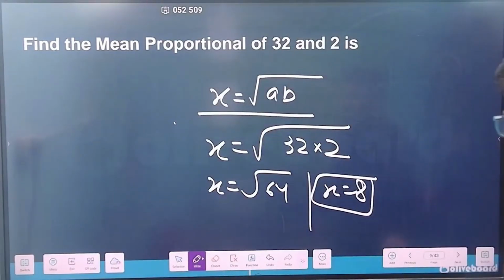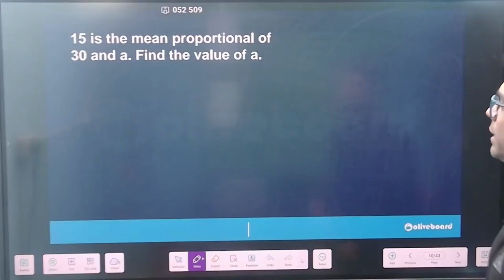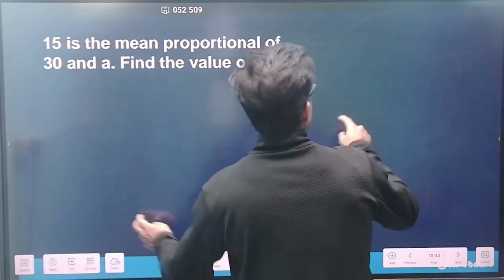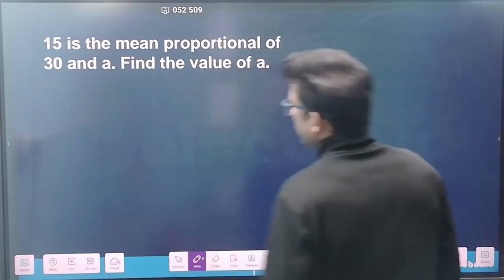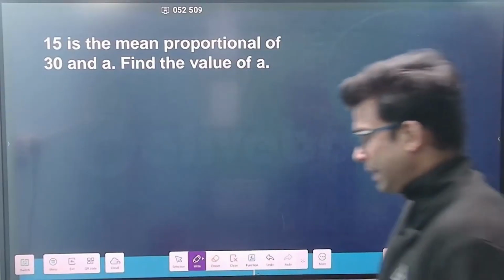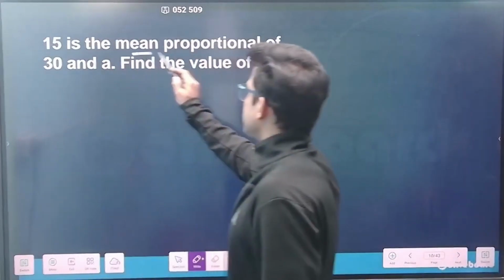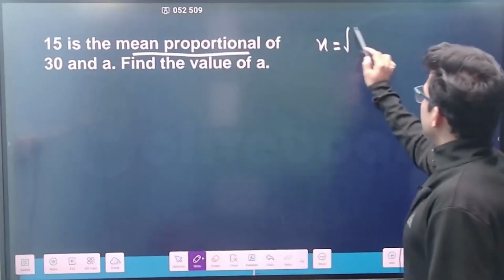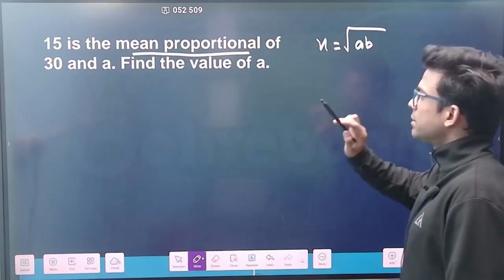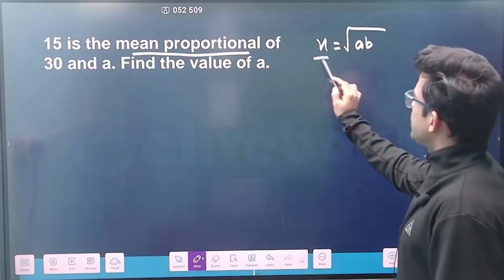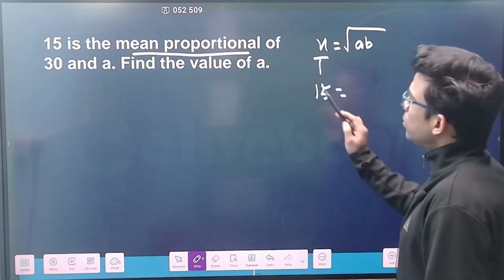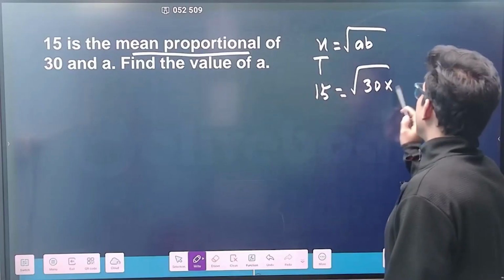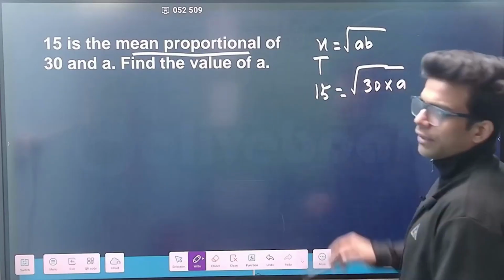Let's come to the next part. Now, 15 is the mean proportional. See, again, the question has changed. If they're talking about the mean proportional, you need to understand that x is equal to the square root of a into b. They have given the value of x, which is 15, is equal to the square root of 30 into a, and they are saying to find the value of a.